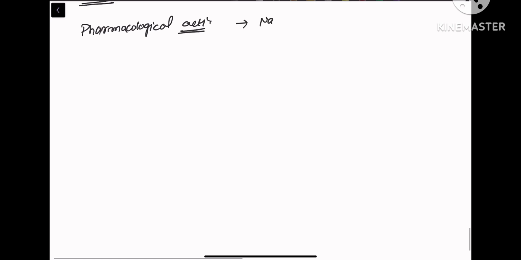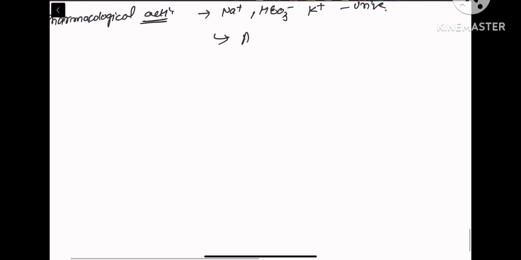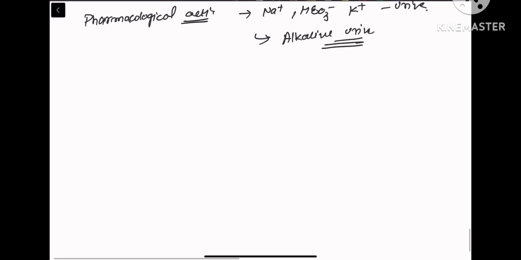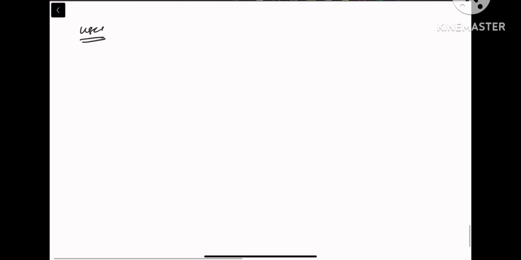It increases the sodium concentration, bicarbonate concentration, and potassium concentration in the urine. Okay, so basically it is used in the alkaline urine. Okay, now discuss what is the use of the carbonic anhydrase inhibitor as a diuretic.